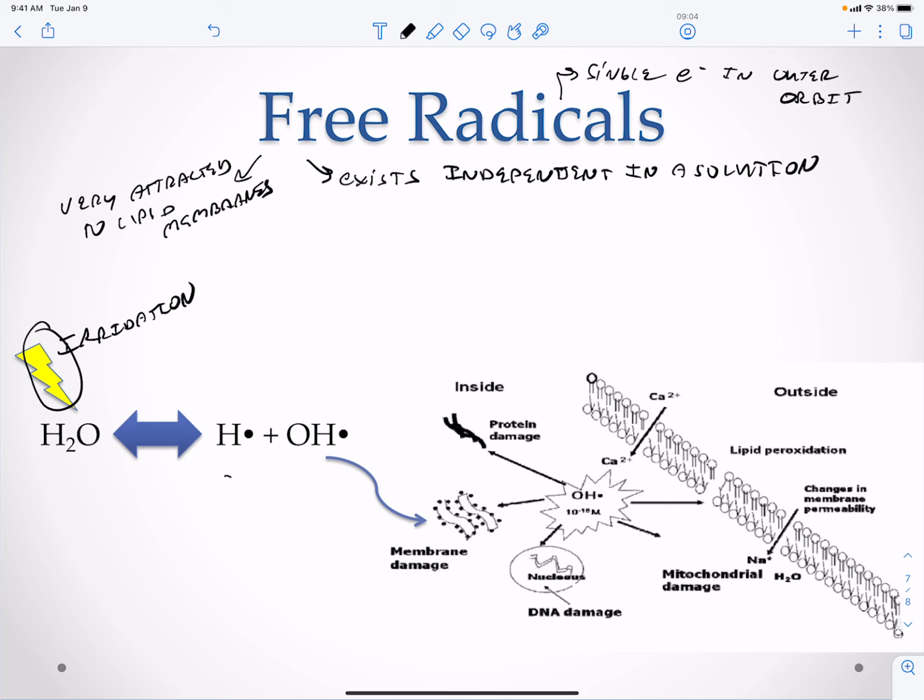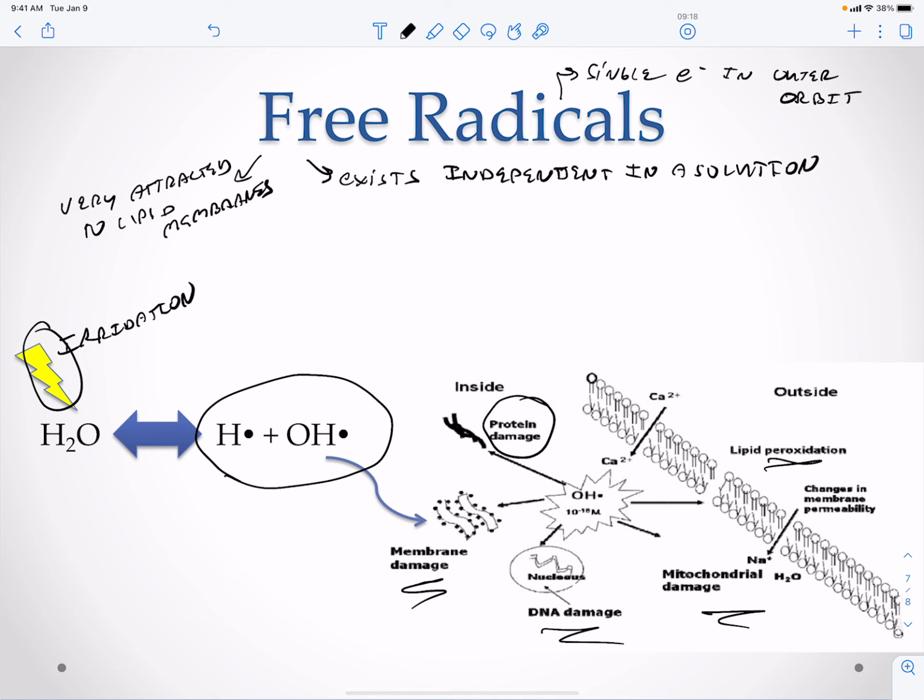So these free radicals, we have our hydroxyl radical and our hydrogen radical. They're going to cause membrane damage, DNA damage, mitochondria damage, lipid peroxidation. Anywhere you have a lipid, a fat, you're going to get damage. They can also damage proteins. So they have many effects on your cells.